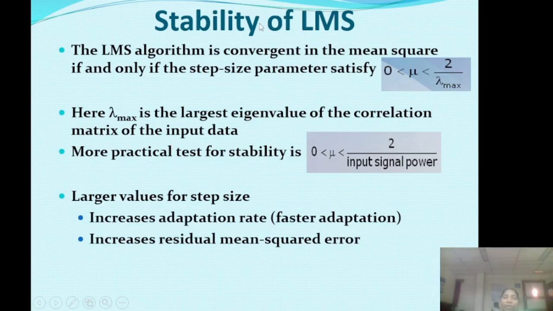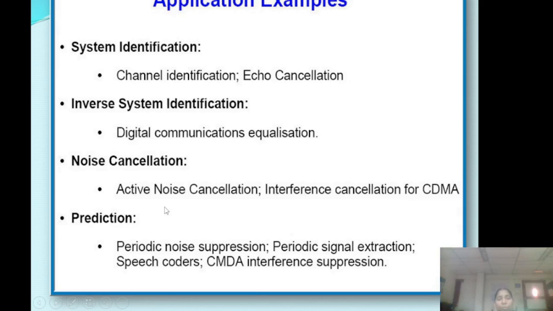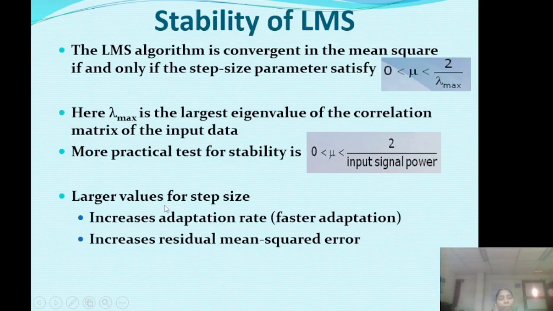The LMS algorithm is convergent only when the step size nu varies between 0 and 2 by lambda max. Lambda max is the eigenvalue of the correlation matrix of the input data. So nu should always be within the range of 0 to 2 by the input signal power in order to obtain the stability of the system. If you use a larger step size, it will increase the adaptation rate and also increase the mean squared error. Thank you.